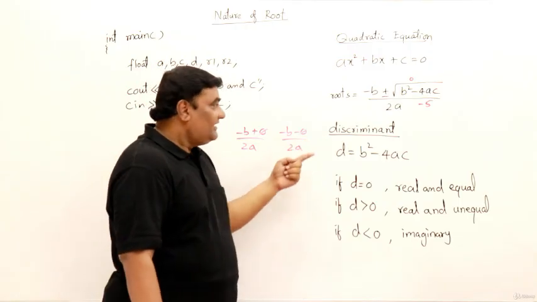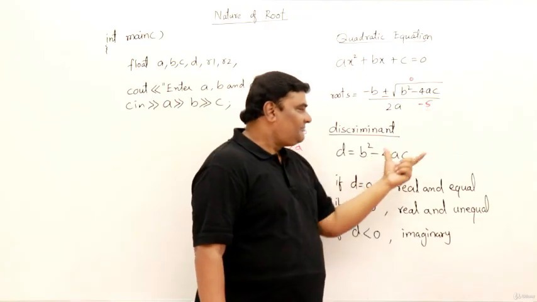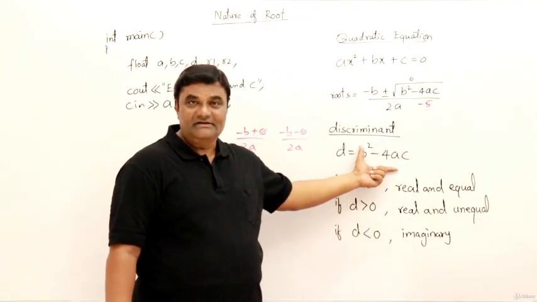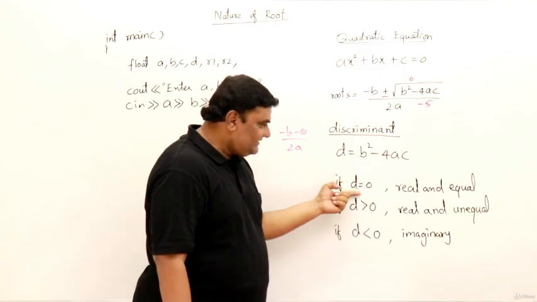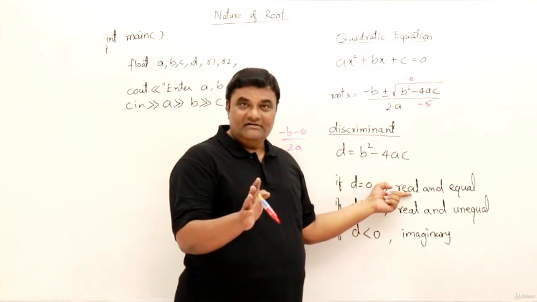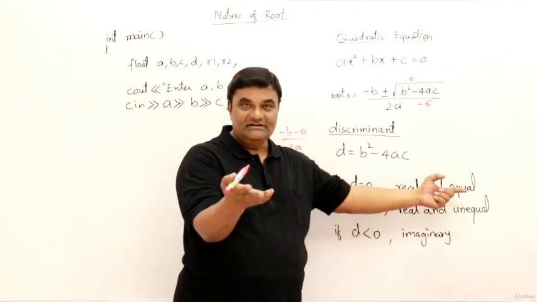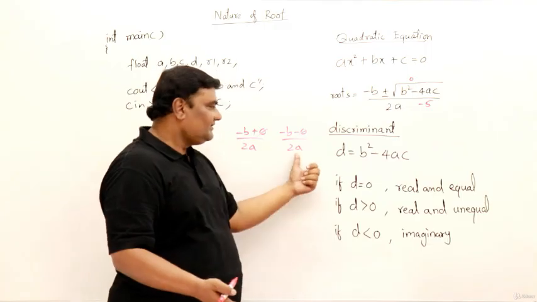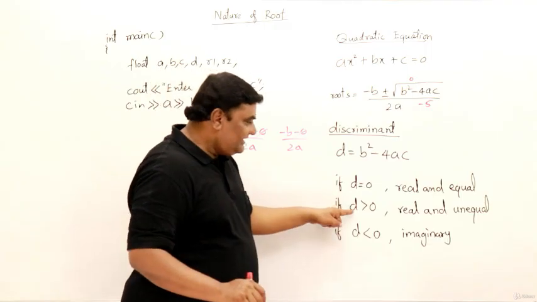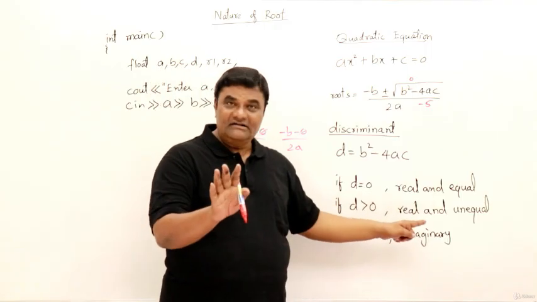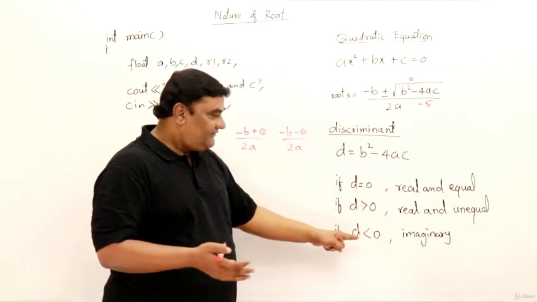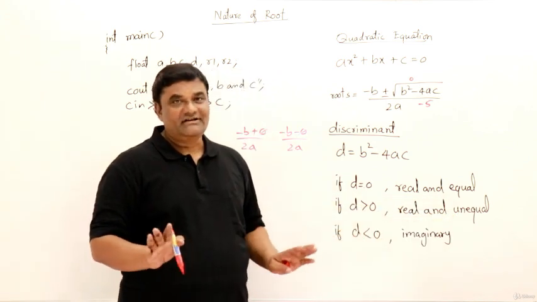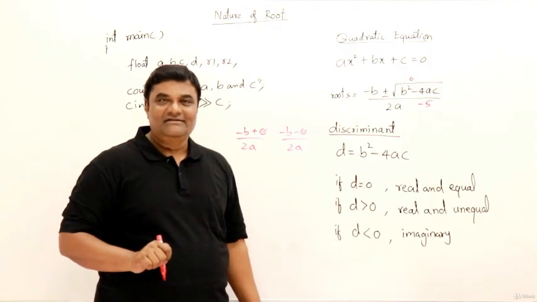So look at this now. Discriminant. This b square minus 4ac is called the discriminant. Let us call it d. Now if d is 0, it means the roots are real and also equal. That's what I said, they are equal. And if d is greater than 0, they are real, but they are not equal. They will be different. Third one, if d is less than 0, they are not real, they are imaginary.